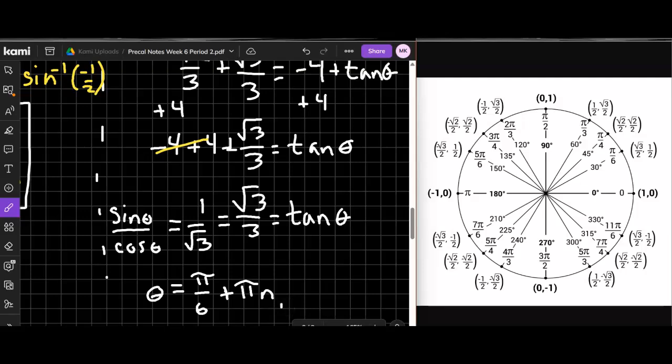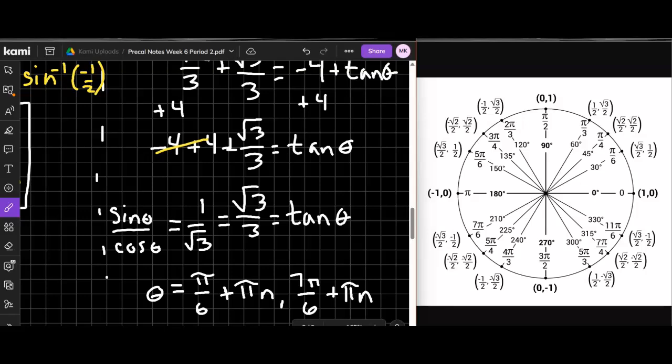Now, what's the other value that's a positive 1 over square root of 3? If you look at the unit circle, you see that the sine has a value of 1 at 7 pi over 6, and the cosine value has the value of negative root 3 in the numerator at 7 pi over 6. So we can continue to write the other angle as 7 pi over 6 plus pi times n.